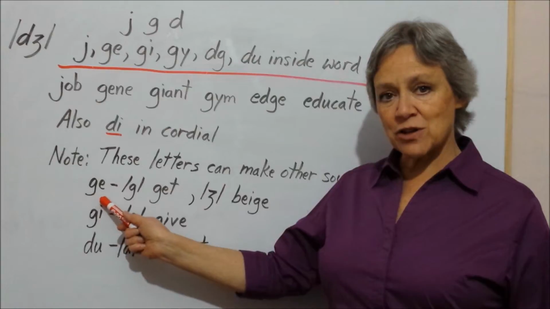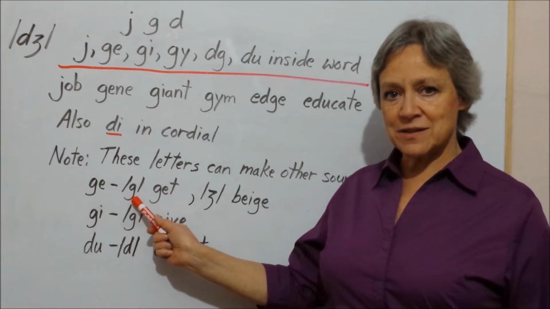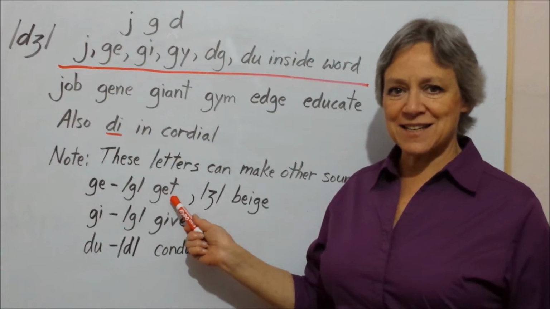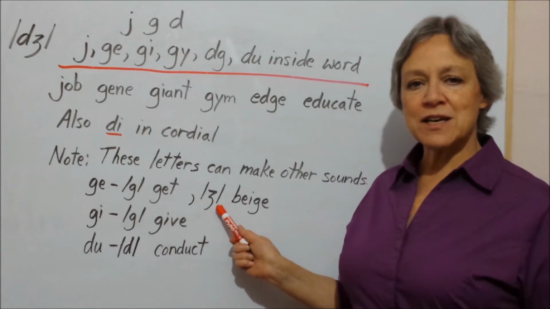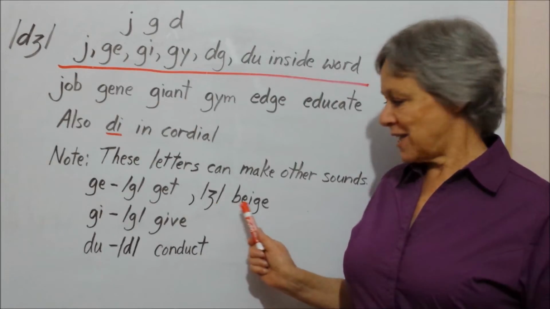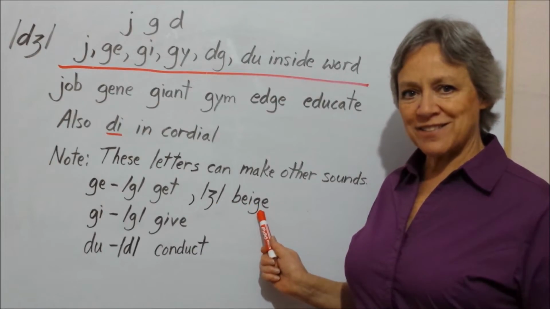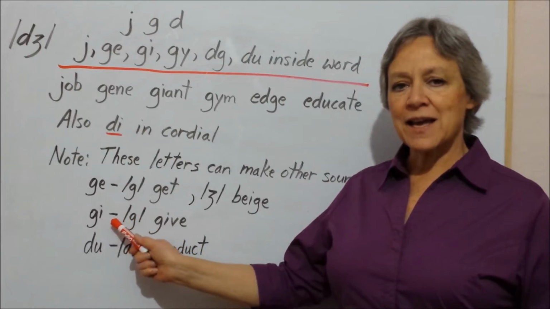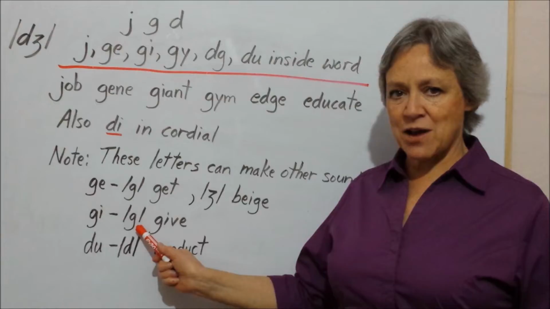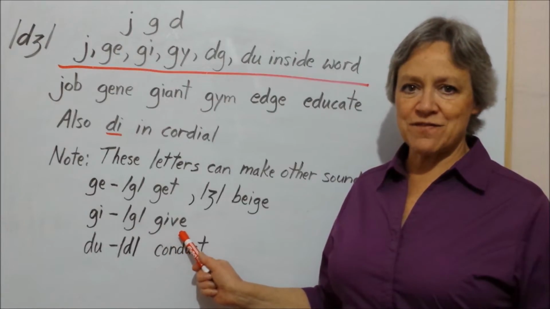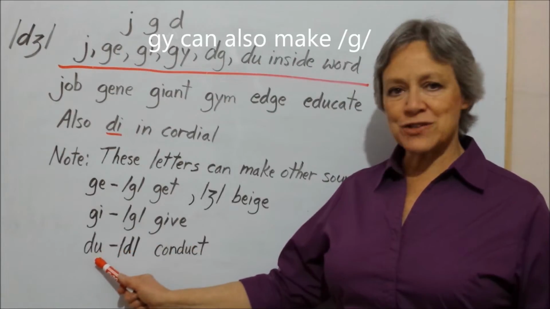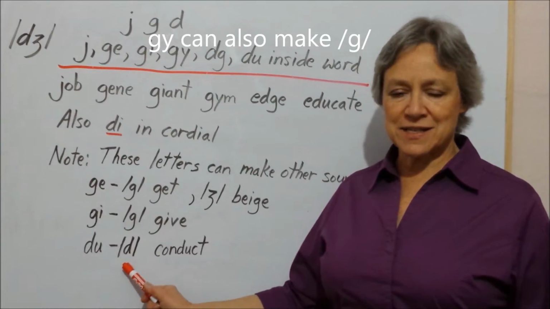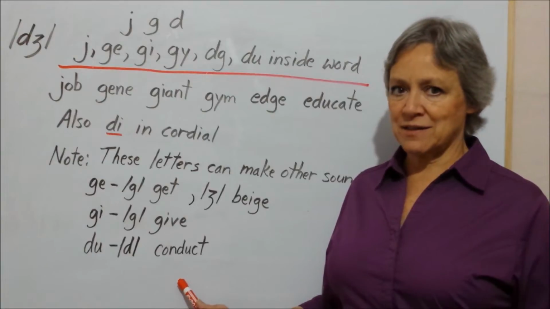The letter G, when followed by E, makes the G sound in many words. Here is an example in get. And it can also make the J sound, as in the word beige. Here I have the letter G followed by I, and it makes the G sound, as in the word give. Here I have the letter D followed by U, and D makes the D sound, as in the word conduct.